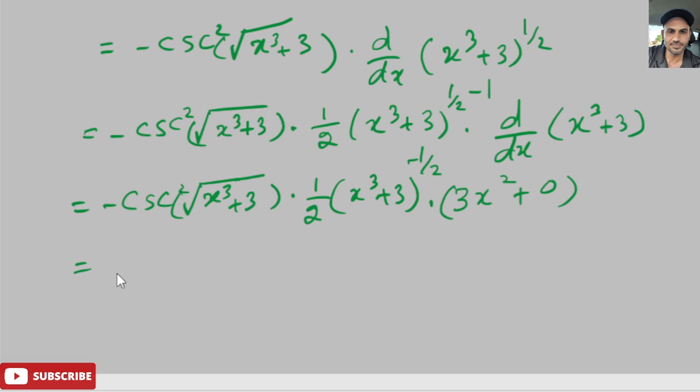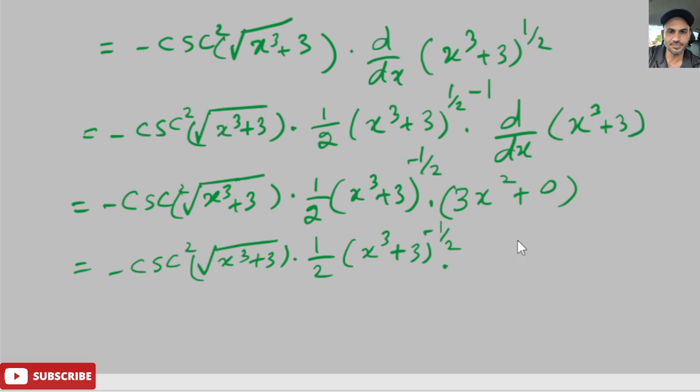So now we get negative cosecant square of x cubed plus 3 times 1/2 x cubed plus 3 to the negative 1/2 times, here we get 3x squared. So this is the final answer. Okay, so this would be the end of this video. Hopefully this helps.